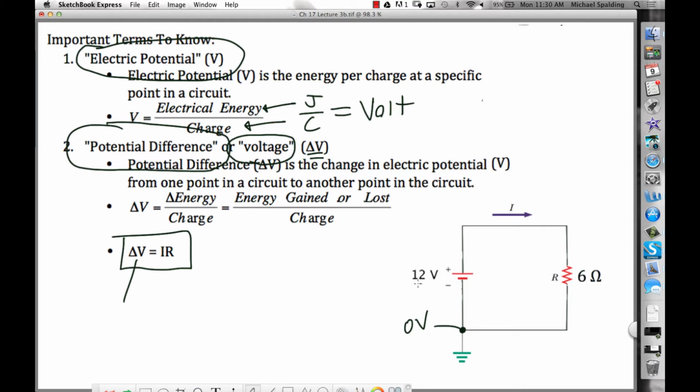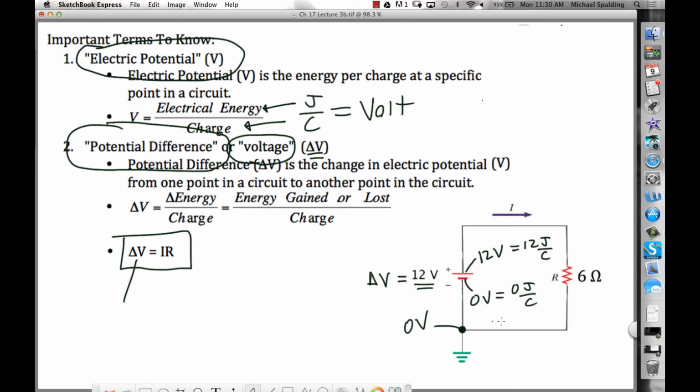So if this is a 12-volt battery, see, 12 volt, that is the delta V for the battery, the voltage of the battery. So this negative terminal would be 0, right? Because right here is 0. Now we cross the battery. What's the other side of the battery going to be? 12 volts. Now what does this mean, guys? All this means, what does 0 volts mean? It means 0 joules of energy for every coulomb. What does 12 volts mean? It means 12 joules of energy for every coulomb.